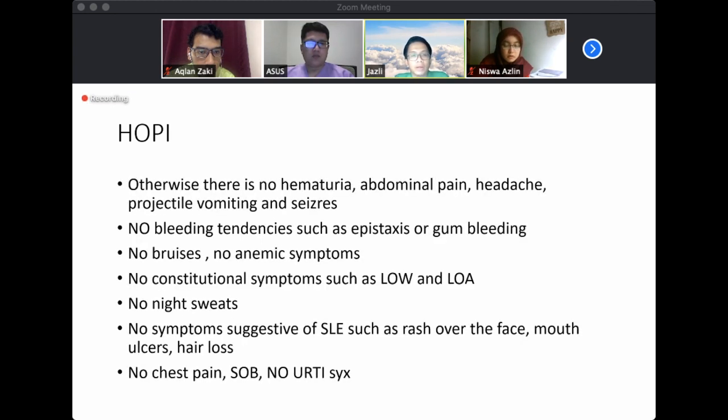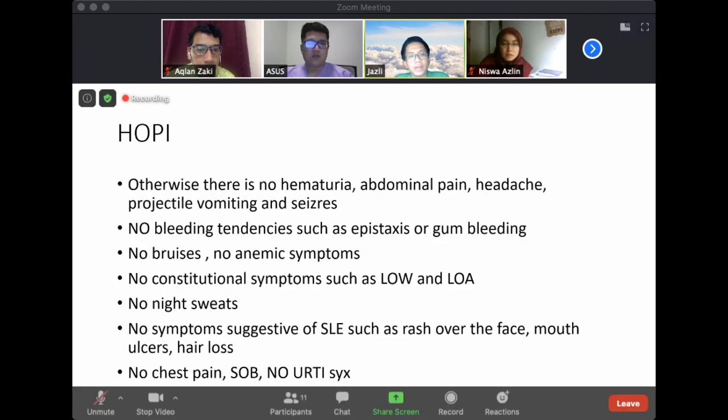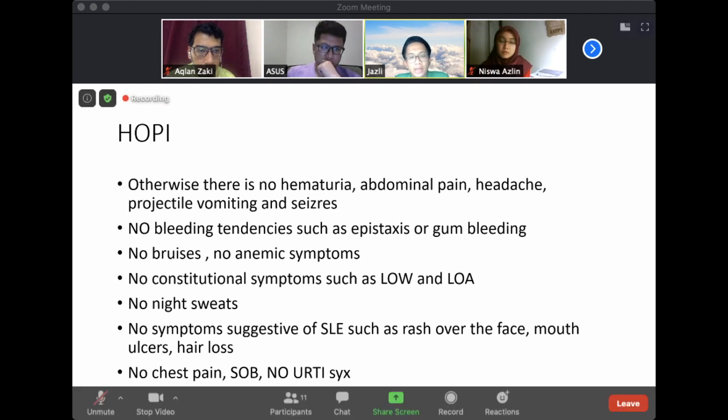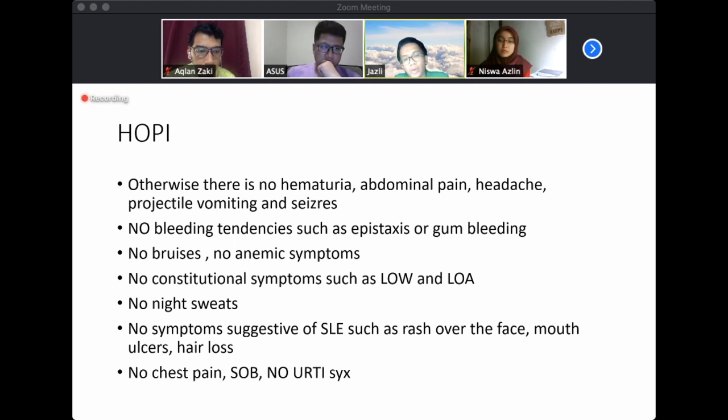So otherwise, there are no other histories, such as the patient has no complaint of hematuria, no abdominal pain, no headache, no projectile vomiting or seizures, no bleeding tendencies such as epistaxis or gum bleeding. There's no bruises, there's no anemic symptom. Patient does not have any constitutional symptoms such as loss of weight or loss of appetite, no night sweats, no symptoms suggestive of SLE, such as rash over the face, mouth ulcer, or any hair loss. There's no chest pain, there's no shortness of breath, no URTI symptoms.